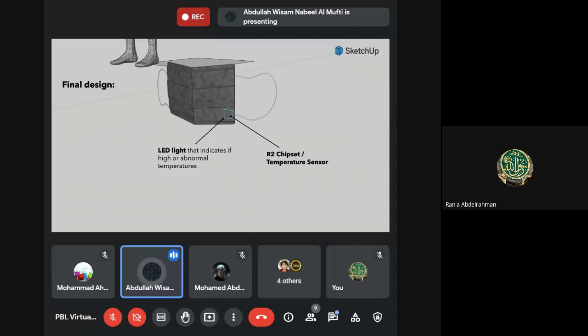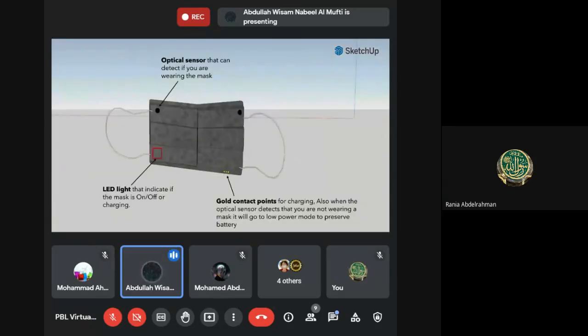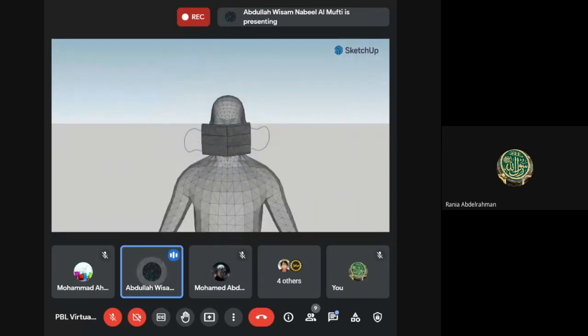Also, inside this ring, there are two chipsets and the temperature sensor. Behind the mask, there are two optical sensors that detect if you're wearing the mask or not. If you're not wearing the mask, the mask will go into an ultra power mode so it can preserve battery, which means it will stop measuring your temperature. Also, you can see another LED ring, which shows if it's charging, on, or off. And now I'm going to show you a 3D model.